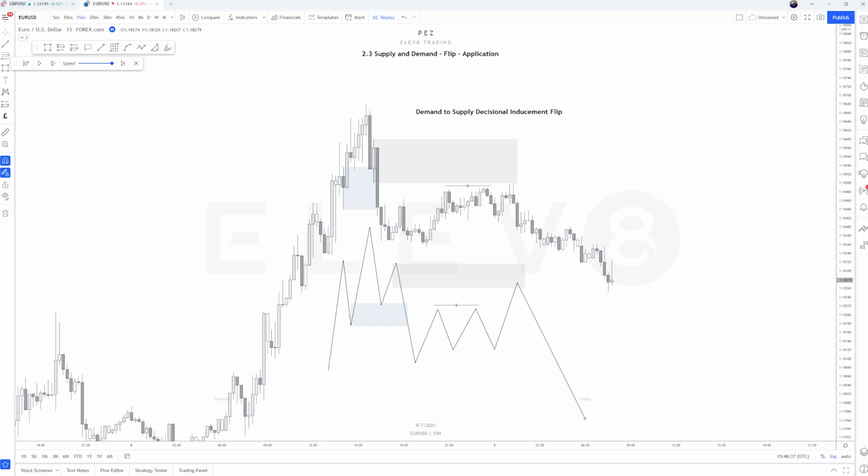In this final example, we can see that it's the demand to supply decisional inducement flip. So it's the normal flip with no sweep, but what happens is price comes up, it creates relative equal highs below this supply level. So we can then say, right, this one could be seeing a potential entry from. So once these are created, we then push into it and then we get our entry. So yep, push up, create this demand, tap into it, pull back, fails, inducement created, tap into supply and sell off, liquidating all of these orders above here.